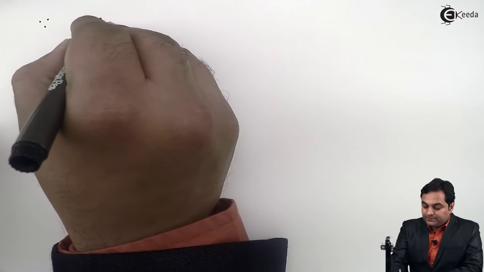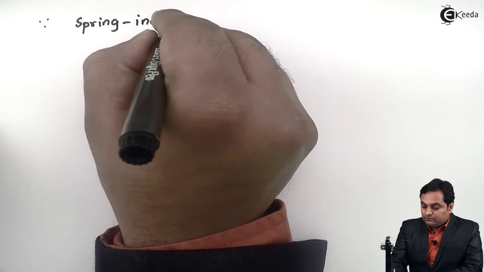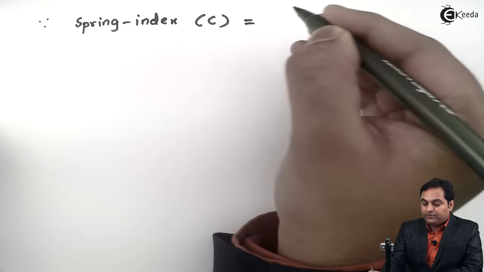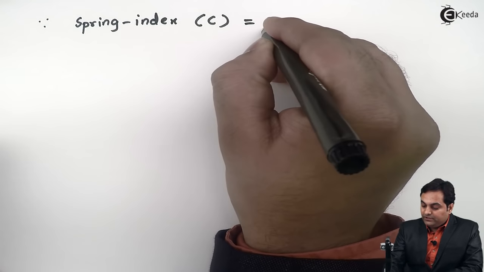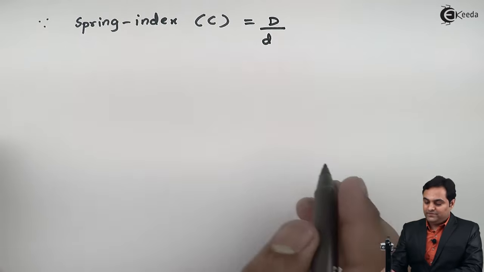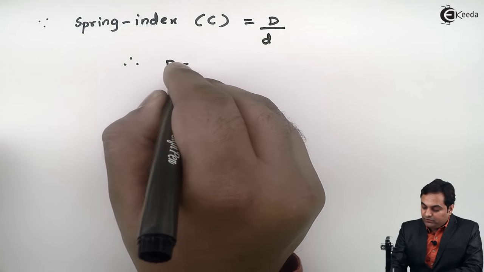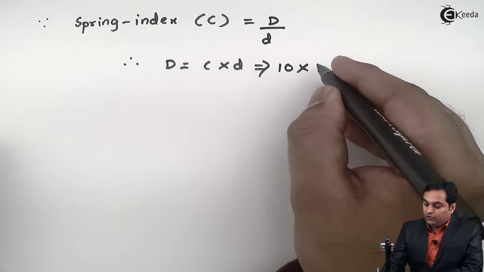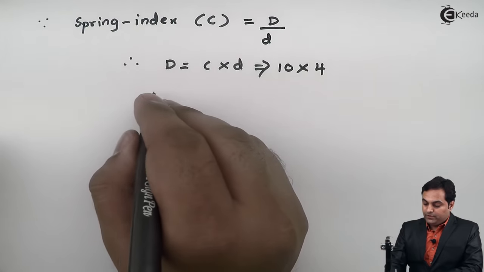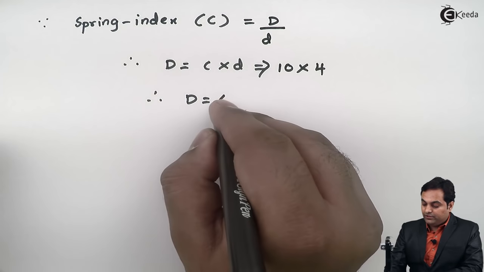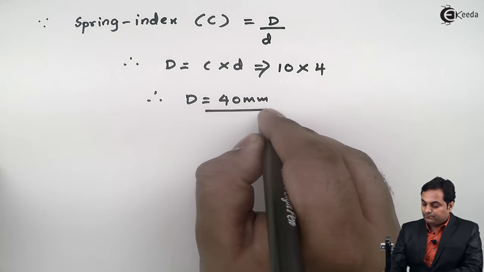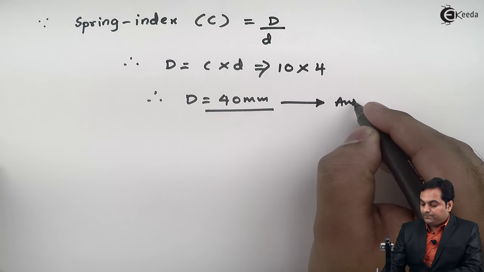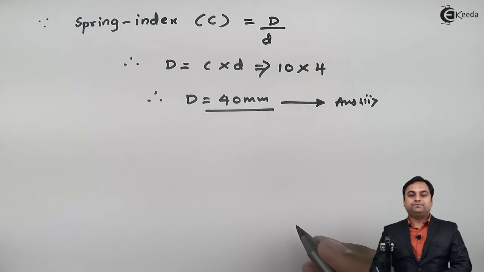Now, after getting small d, I'll say that since spring index C is equal to capital D upon small d, therefore capital D will be equal to C into small d. C is given as 10. Small d we have calculated, it is 4. So, therefore, capital D value comes out to be 40 mm. This will be the second answer.